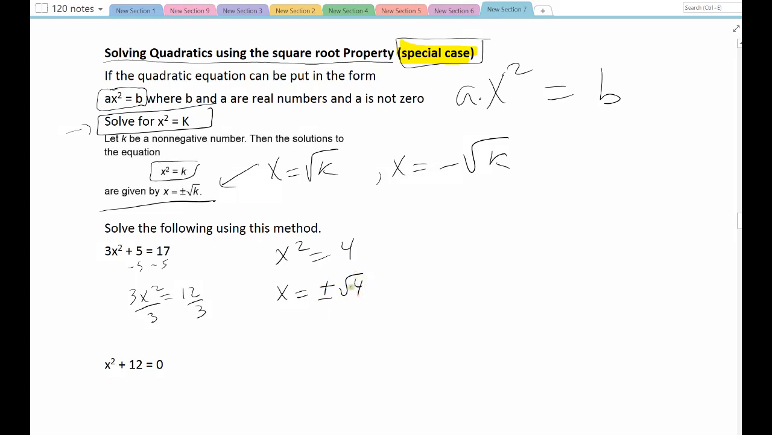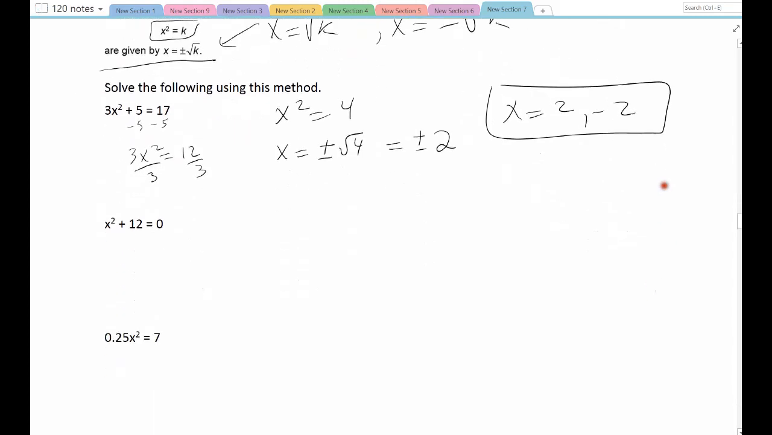And then you write your answer in simplified terms. Don't leave it as square root of 4. Always reduce fractions and always reduce square roots. And so this reduces to plus or minus 2. The square root of 4 is 2, and so there are two answers: x equals 2 or negative 2. So if I graph that function and set it equal to 0, it would cross the x-axis at 2 and negative 2.